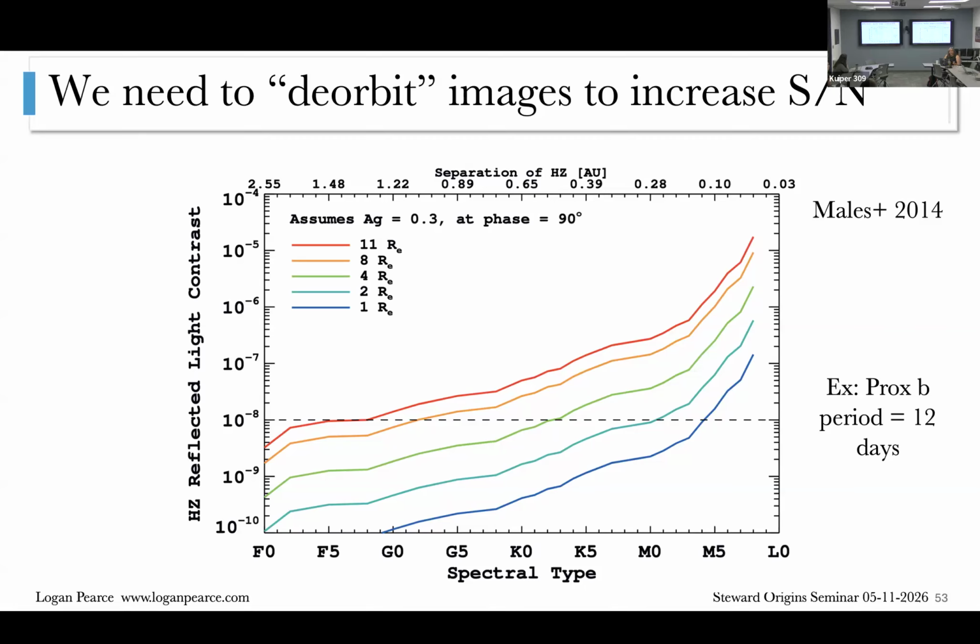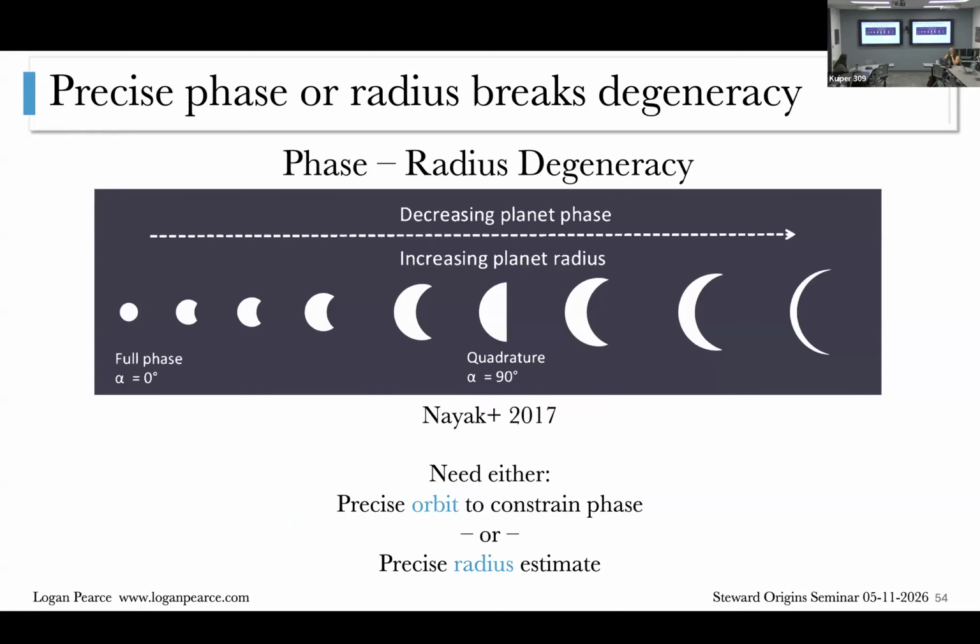that time. And we need to know the orbit to be able to deorbit and stack and add the signal to make a detection. But if we don't know the orbit very well, which we don't for Proxima b, we have to try a whole bunch of orbits, and it gets really challenging. And Proxima b is actually one of the best cases. Well, I'll talk about that in a minute.